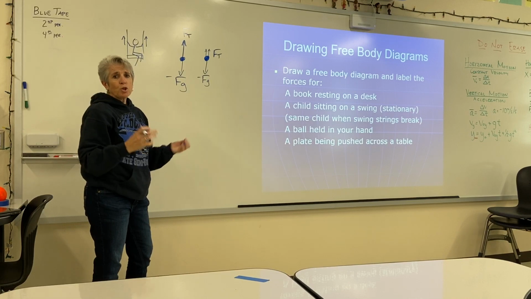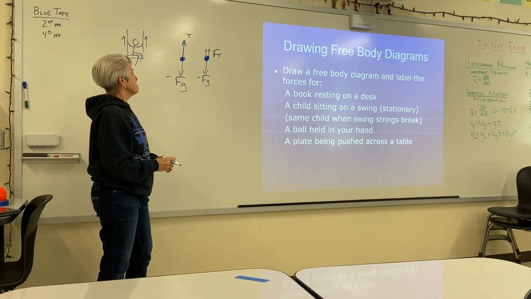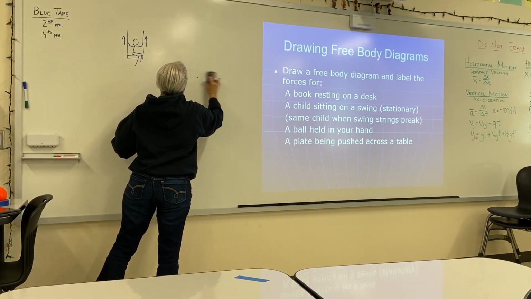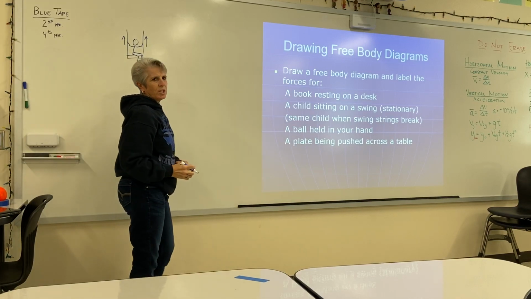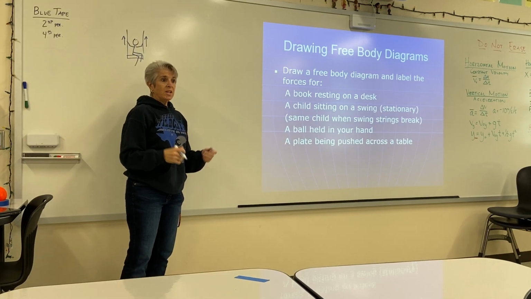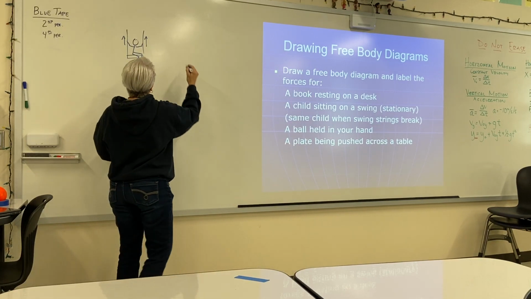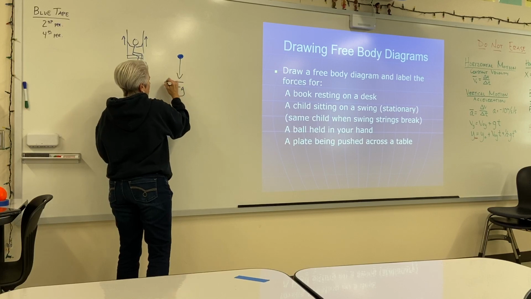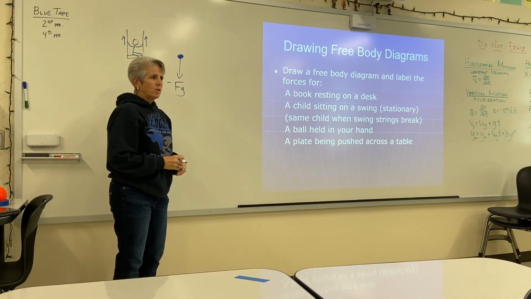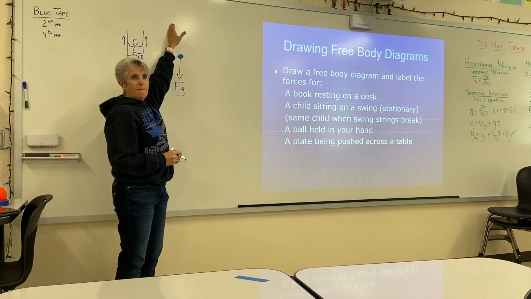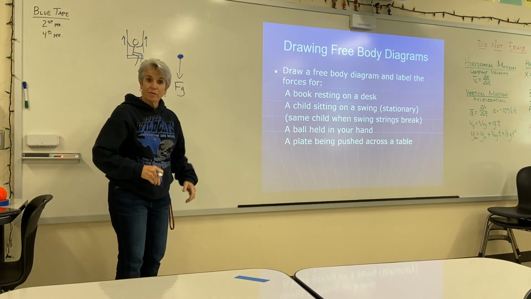Like that. Well, you could do that. It's not inappropriate. It's okay. But if our child is sitting on a swing and all of a sudden one of these strings breaks, now what's acting on the child? Well, Earth is still pulling down on the child, but what's holding the child up now? That's right, nothing. So in this case, there would be nothing up. And this child, we could expect to fall down.